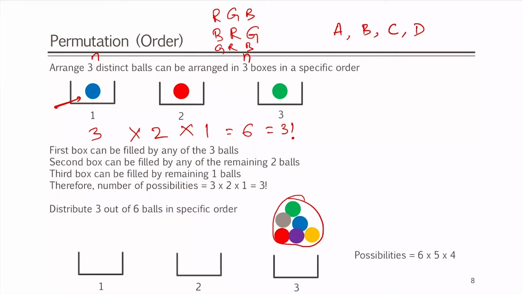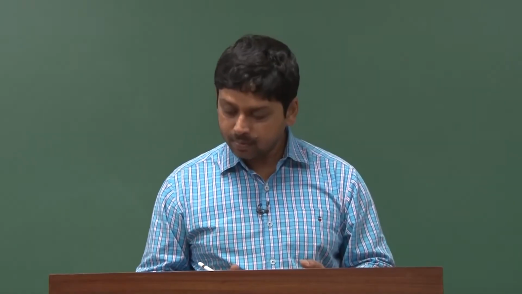So, the first box can be filled by any of the 6 balls, but once I fill it, since it is without replacement, remember, I am left with only 5, then I am left with only 4. So, how many possibilities will I get? 6 into 5 into 4, which is 120 possibilities. So, 120 microstates I can create from these 3 boxes when I have 6 balls available.